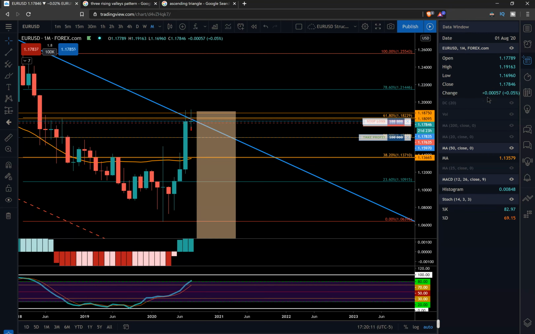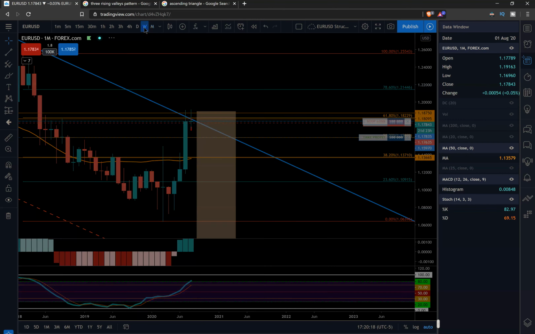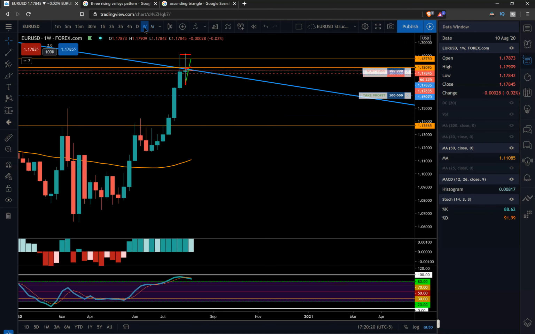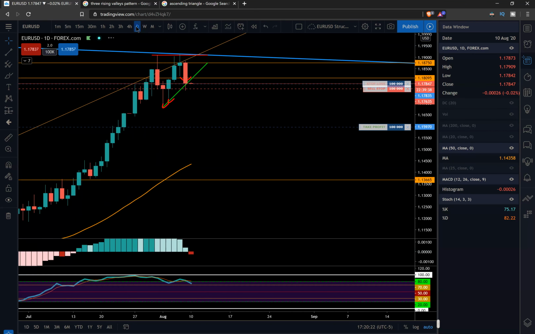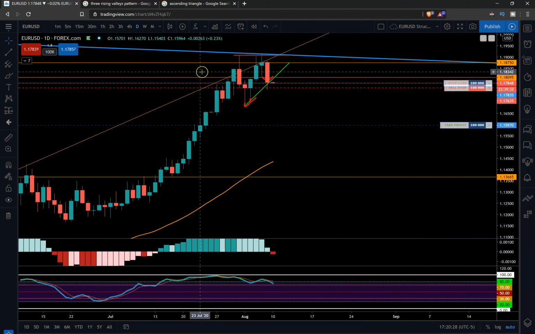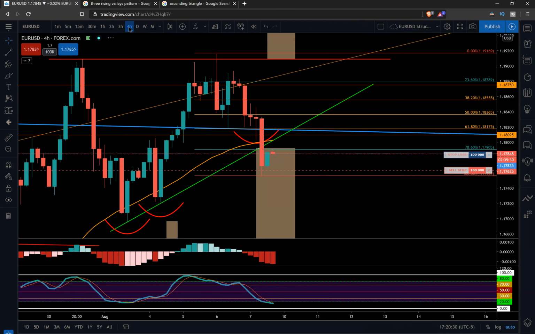So on the monthly, get my stats bar out here, we're in overbought territory. On the stochastic, we're at 82.97, so we're officially in overbought territory. On a weekly, we are definitely in overbought territory. On a daily, we are overbought-ish. So I think the price will be going down right now.